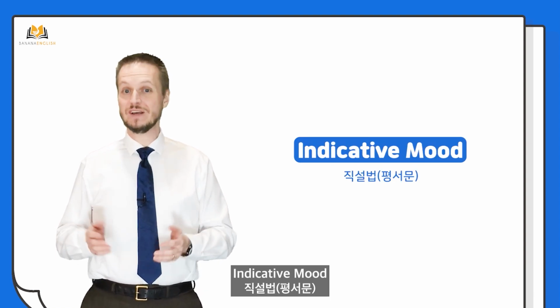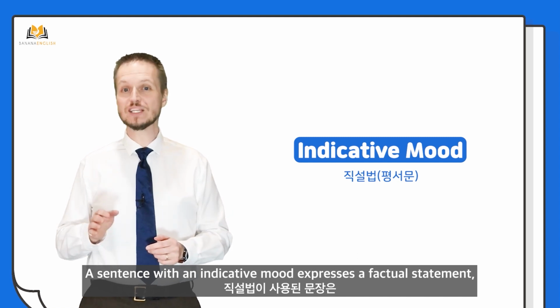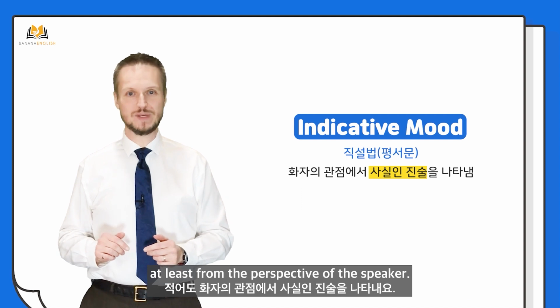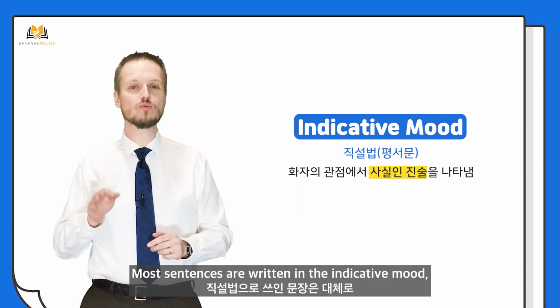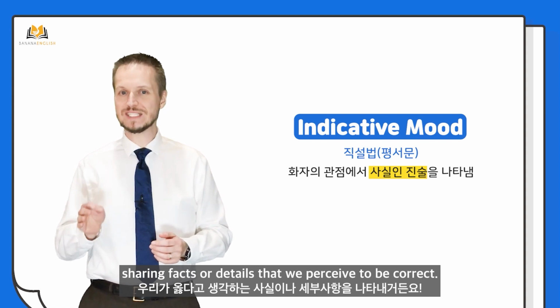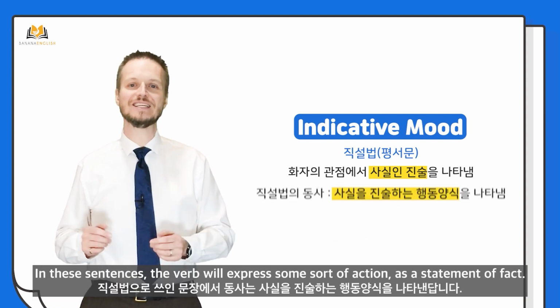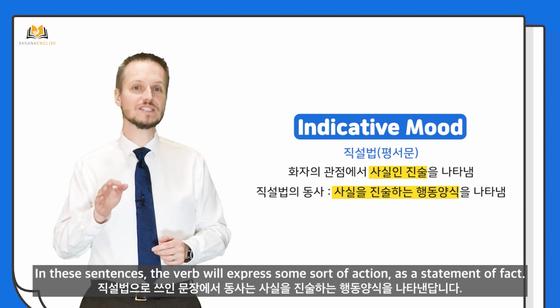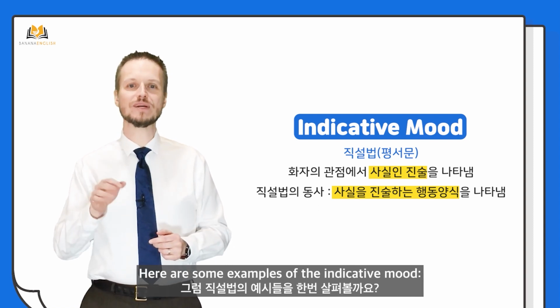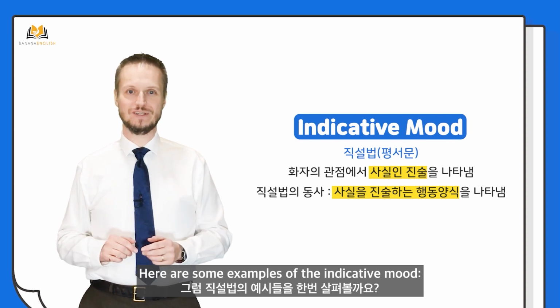Indicative mood. A sentence with an indicative mood expresses a factual statement, at least from the perspective of the speaker. Most sentences are written in the indicative mood, sharing facts or details that we perceive to be correct. In these sentences, the verb will express some sort of action as a statement of fact. Here are some examples of the indicative mood.